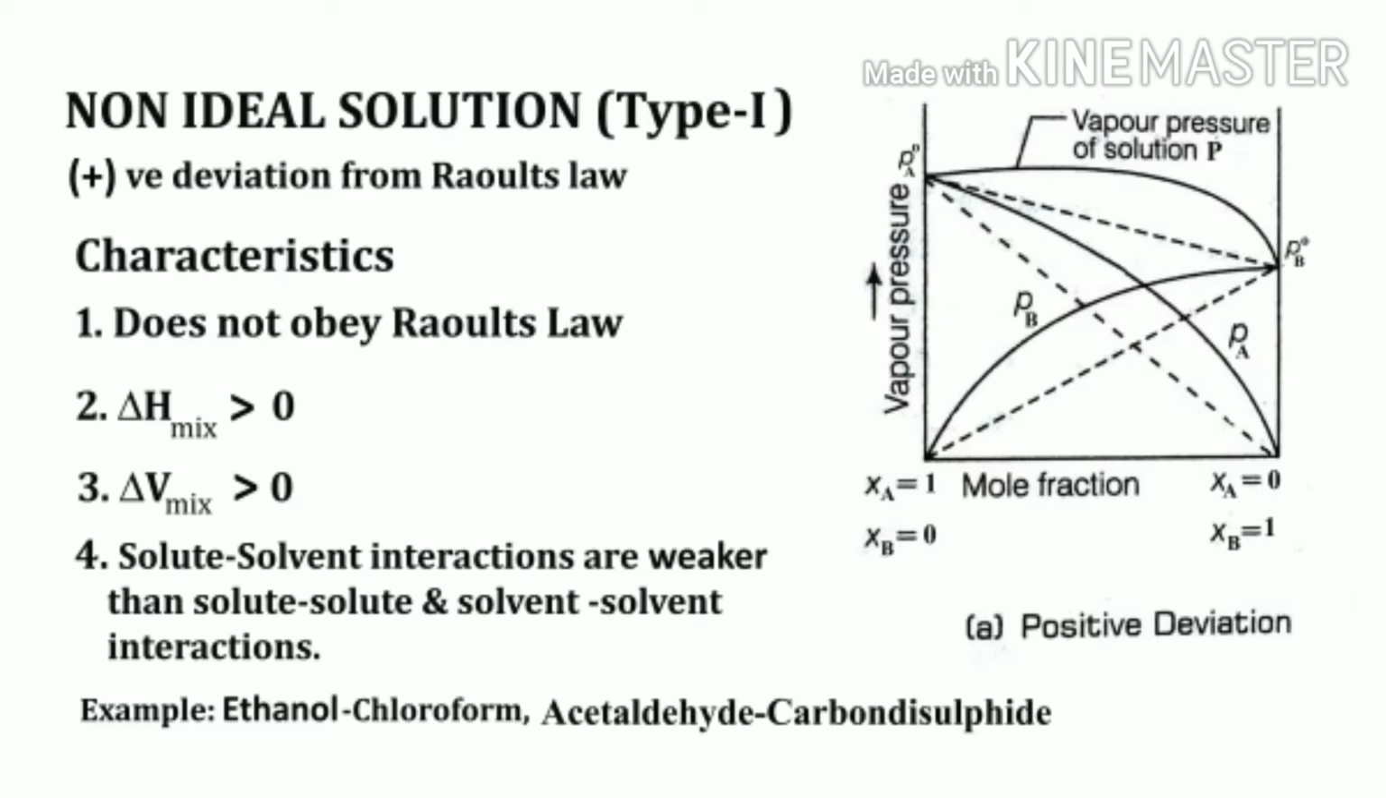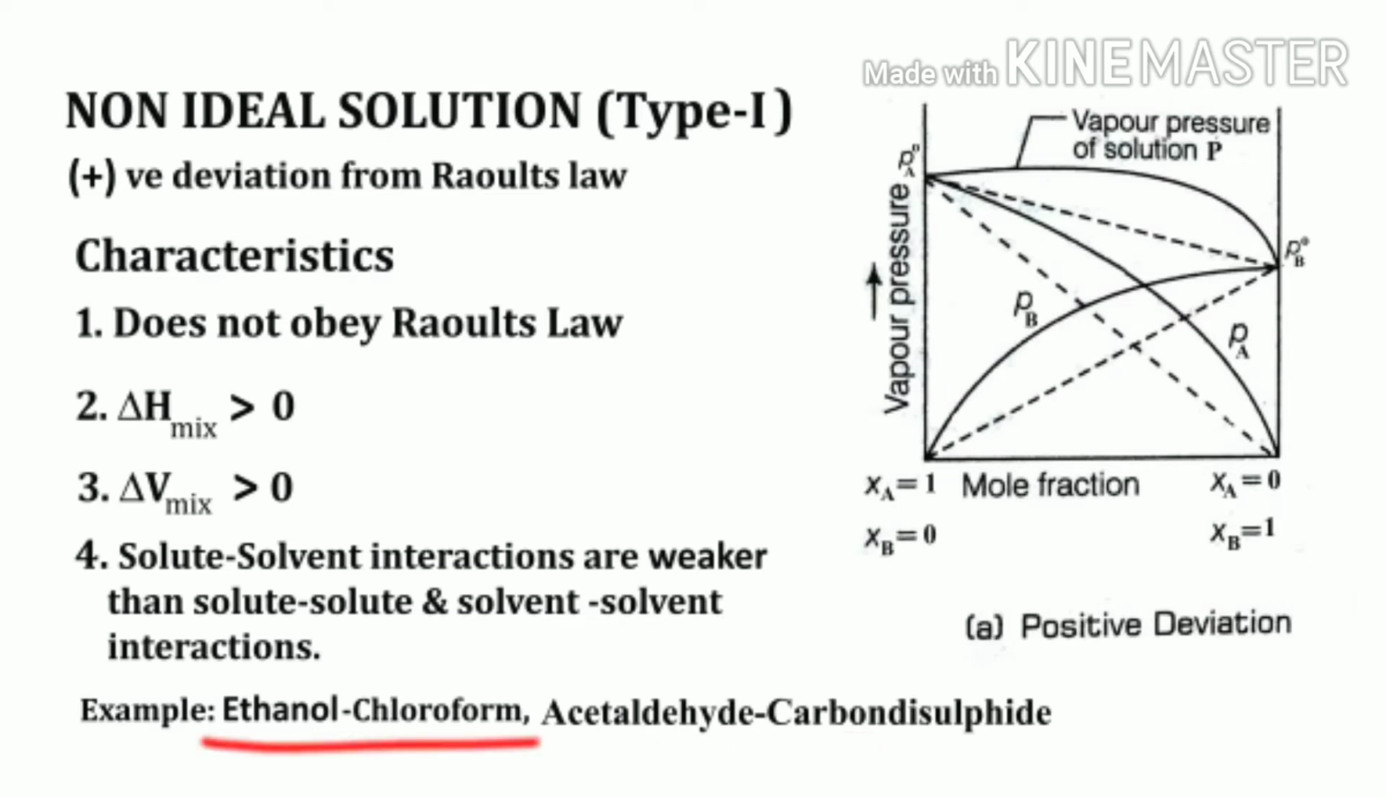In our first class, we have seen how to construct the plot of vapor pressure against the mole fraction for an ideal solution, which is shown by the dotted lines in this figure. The solid lines represent the variation of vapor pressure against mole fraction for the non-ideal solutions which show positive deviation from Raoult's law. Examples of some non-ideal solutions showing positive deviation are a mixture of ethanol and chloroform and a mixture of acetaldehyde and carbon disulfide. So these two solutions are non-ideal solutions showing positive deviation.